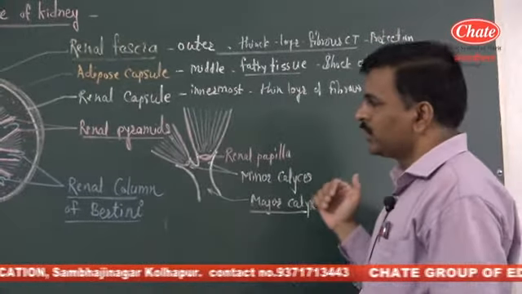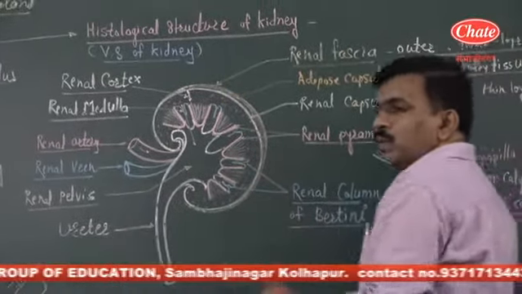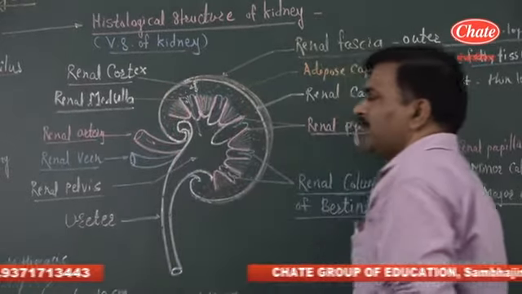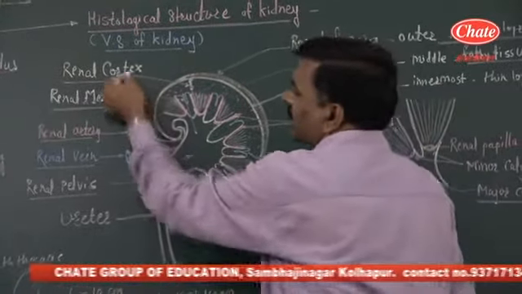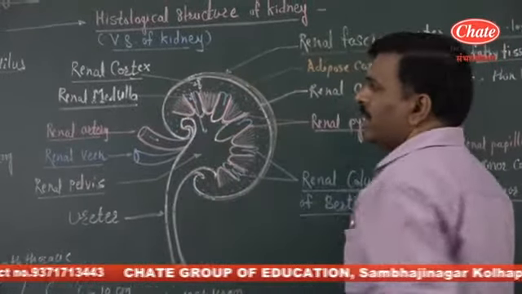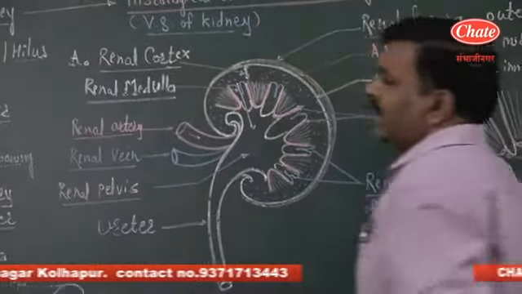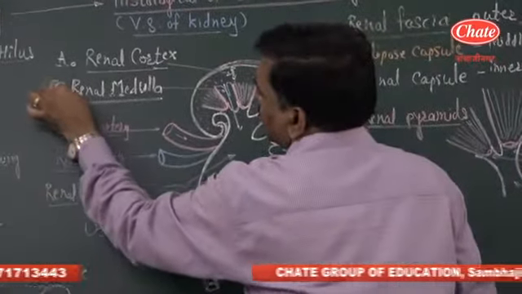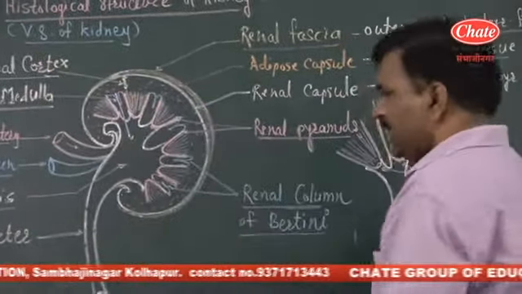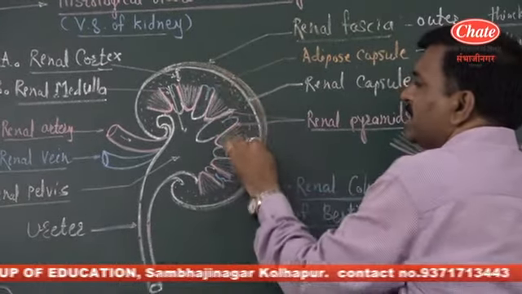So when we focus on this VS, internally the kidney shows two distinct regions: the outer few mm, meaning a 2 to 3 mm region, is termed the renal cortex, while the inner region is termed the renal medulla. So these are the two components, first the renal cortex and second the renal medulla.